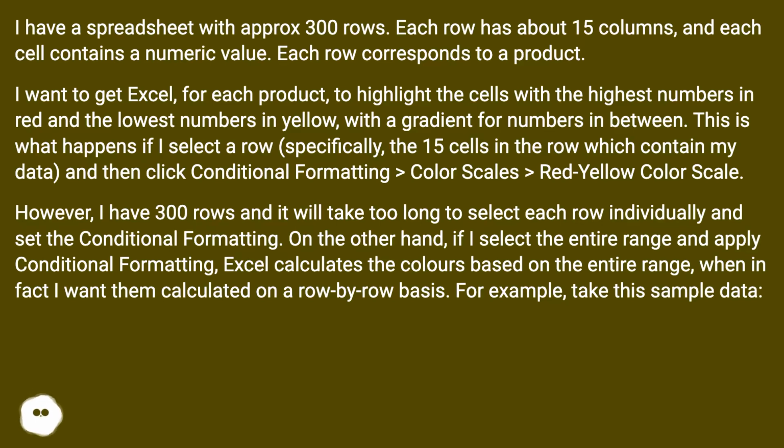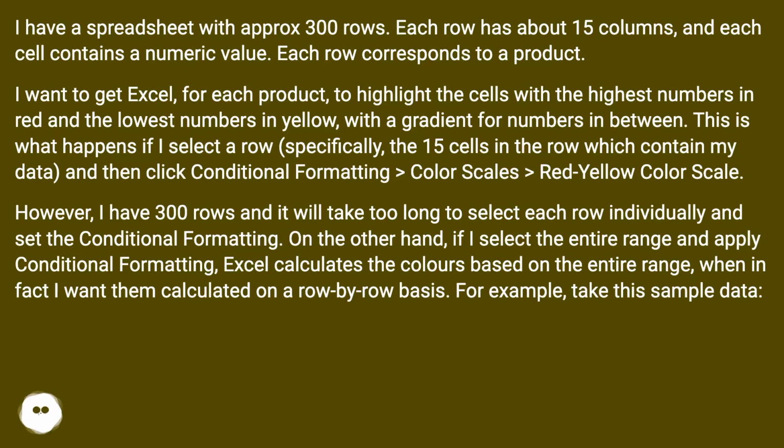This is what happens if I select a row, specifically the 15 cells in the row which contain my data, and then click Conditional Formatting, Color Scales, Red-Yellow Color Scale. However, I have 300 rows and it will take too long to select each row individually and set the conditional formatting. On the other hand, if I select the entire range and apply conditional formatting, Excel calculates the colors based on the entire range, when in fact I want them calculated on a row-by-row basis.